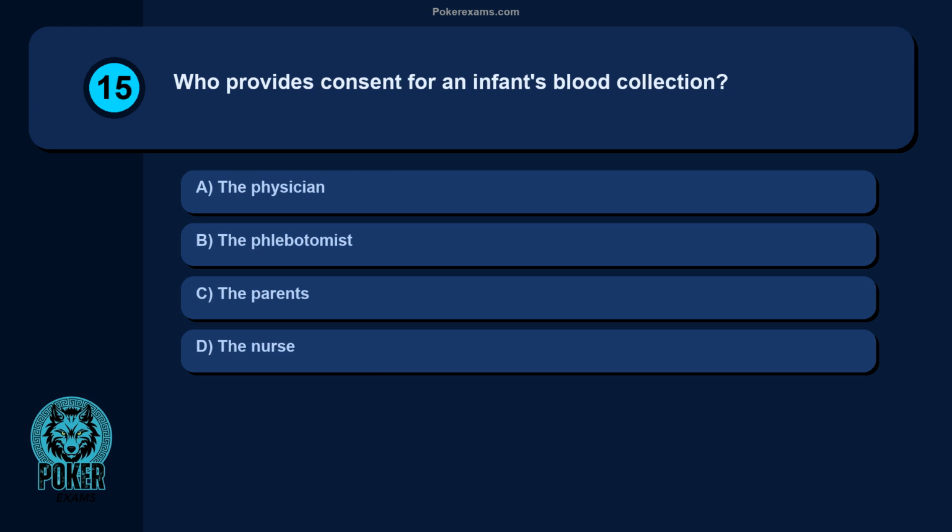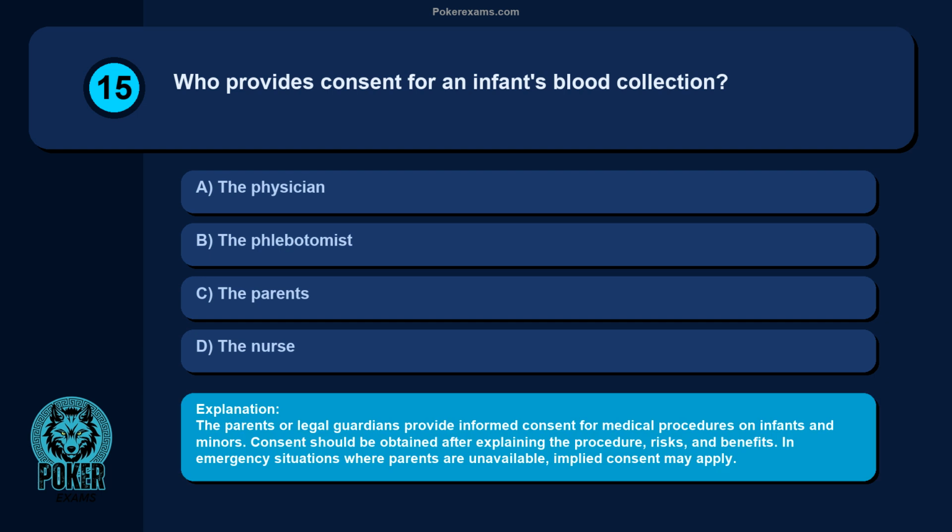Question 15. Who provides consent for an infant's blood collection? The physician, the phlebotomist, the parents, the nurse. The parents or legal guardians provide informed consent for medical procedures on infants and minors. Consent should be obtained after explaining the procedure, risks, and benefits. In emergency situations where parents are unavailable, implied consent may apply.